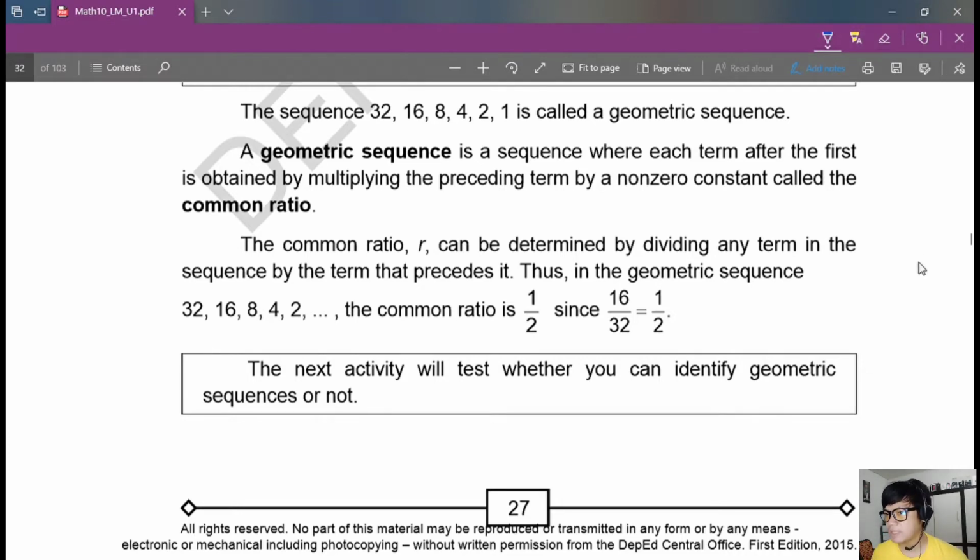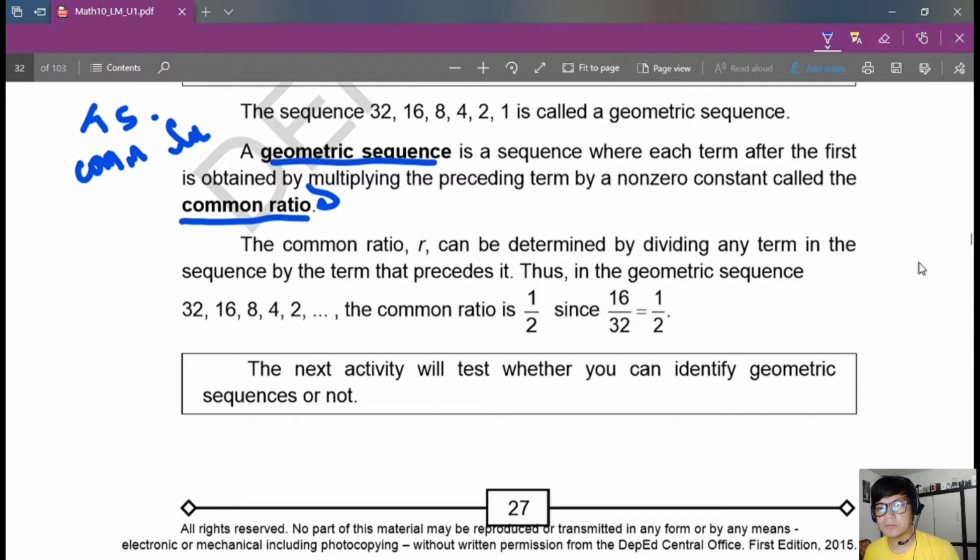A geometric sequence is a sequence where each term after the first is obtained by multiplying the preceding term by a non-zero constant called the common ratio. So, geometric sequence, it has a common ratio. In arithmetic sequence, meron siyang common difference. So, the geometric sequence has a common ratio.